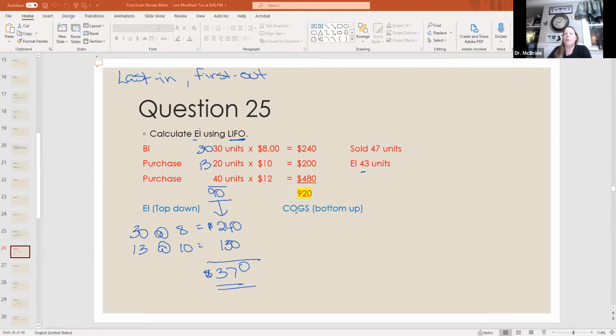Now, let's say that I was going to do cost of goods sold instead. Last in, first out. So I'm going to start at the bottom and work my way up. I know that I sold 47 units. So how many of these 40 am I going to take? I have 40 at $12, which is 480. And then I need 47, so how many of these 20 am I going to take? Seven. So I'll take seven at $10, which is 70.